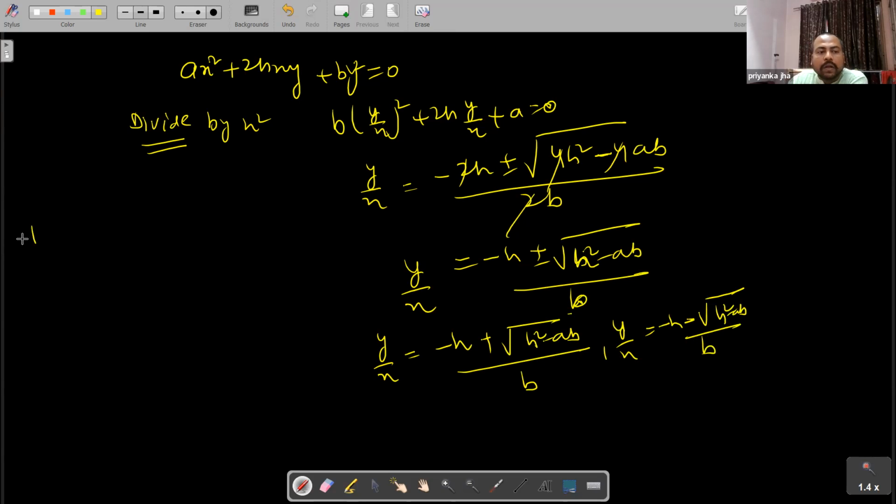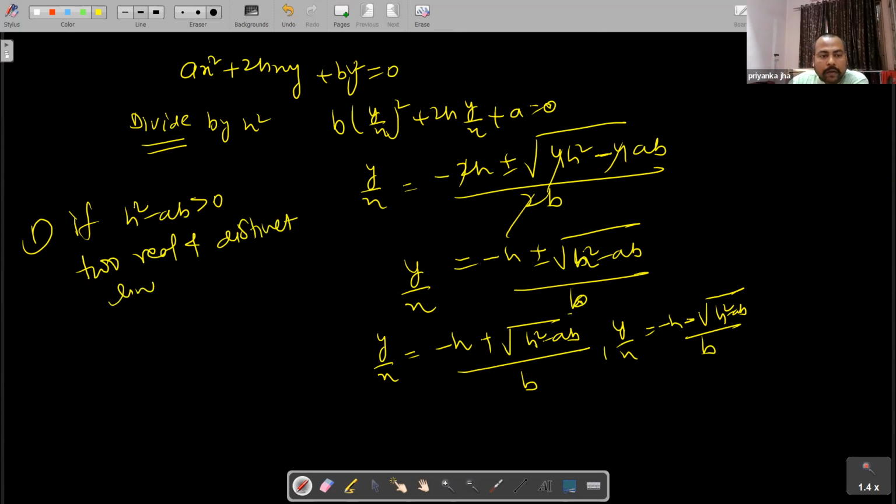Now see, h square minus ab is under the square root. If this is positive, it means that y by x will have two values, one with the plus sign, one with the negative sign. In this case, we will have two real and distinct lines possible.